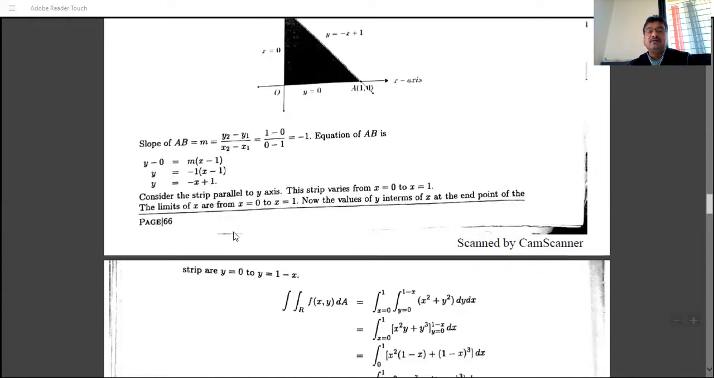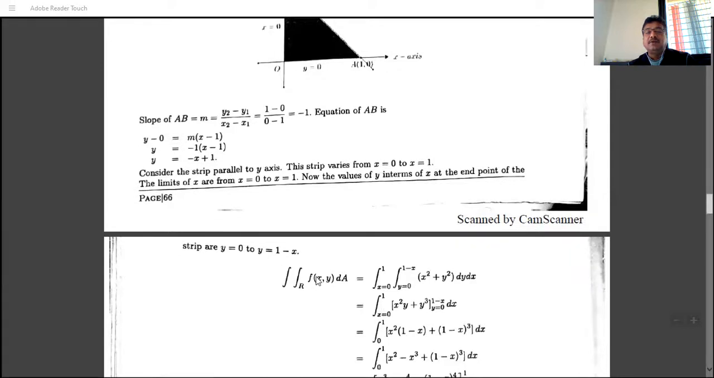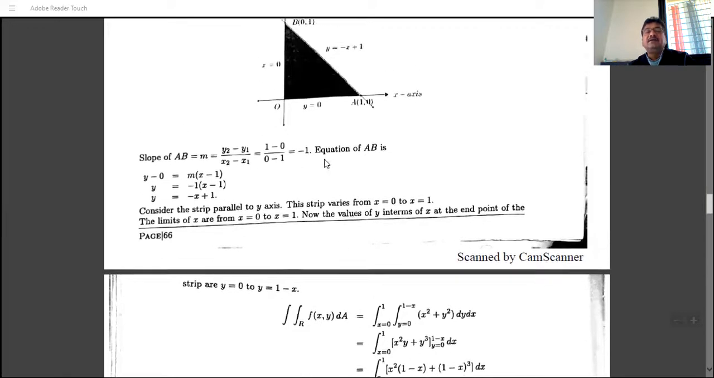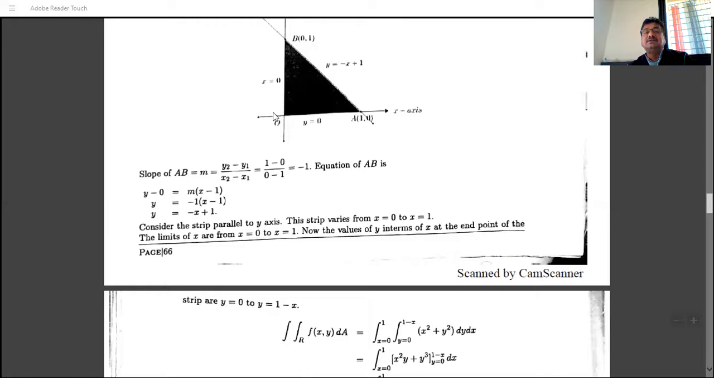Then we have to integrate over R of f(x,y) dA, where f(x,y) is x square plus y square. Now integrate with respect to y first, suppose. In order to integrate with respect to y first, take a strip parallel to the y axis, that is a vertical strip. One end touches y equal to 0, so y equal to 0 is the lower limit, and y equal to minus x plus 1 is the upper limit. In order to cover this region, we have to move this vertical strip from this point to this point; that is, x runs from 0 to 1.